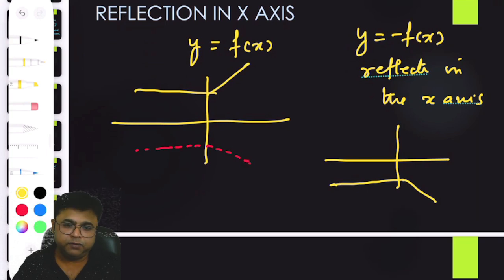So this is what we have to understand. Very simple. It's the concept of reflection. Very, very simple. Not much of a problem. You have to just see where the reflection is taking place. Right.